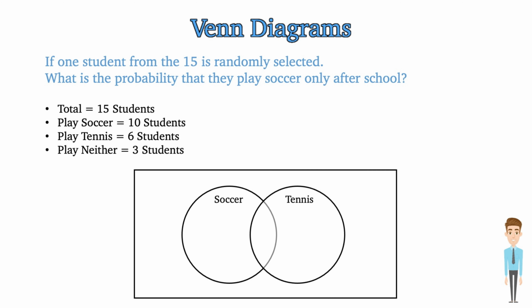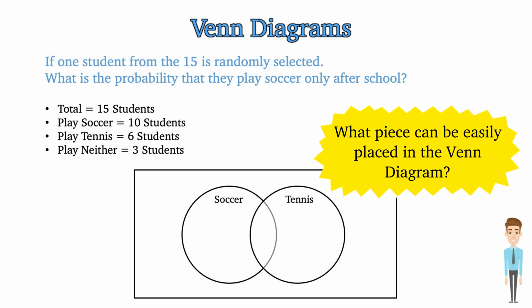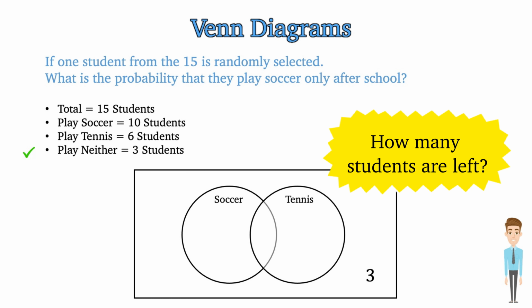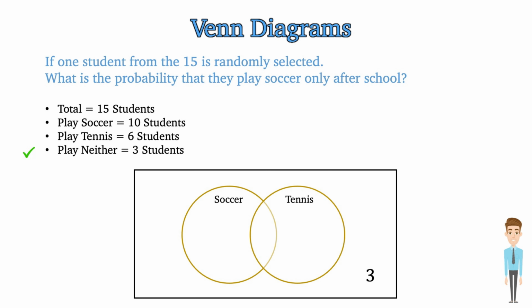Looking back at our information, what piece can be easily placed in the Venn diagram? Yes, I definitely know that 3 students play neither soccer or tennis, so they can be placed outside both circles. Now, if 3 students are already accounted for, how many students are left? Correct, 12, telling us that there are 12 students inside the circles.